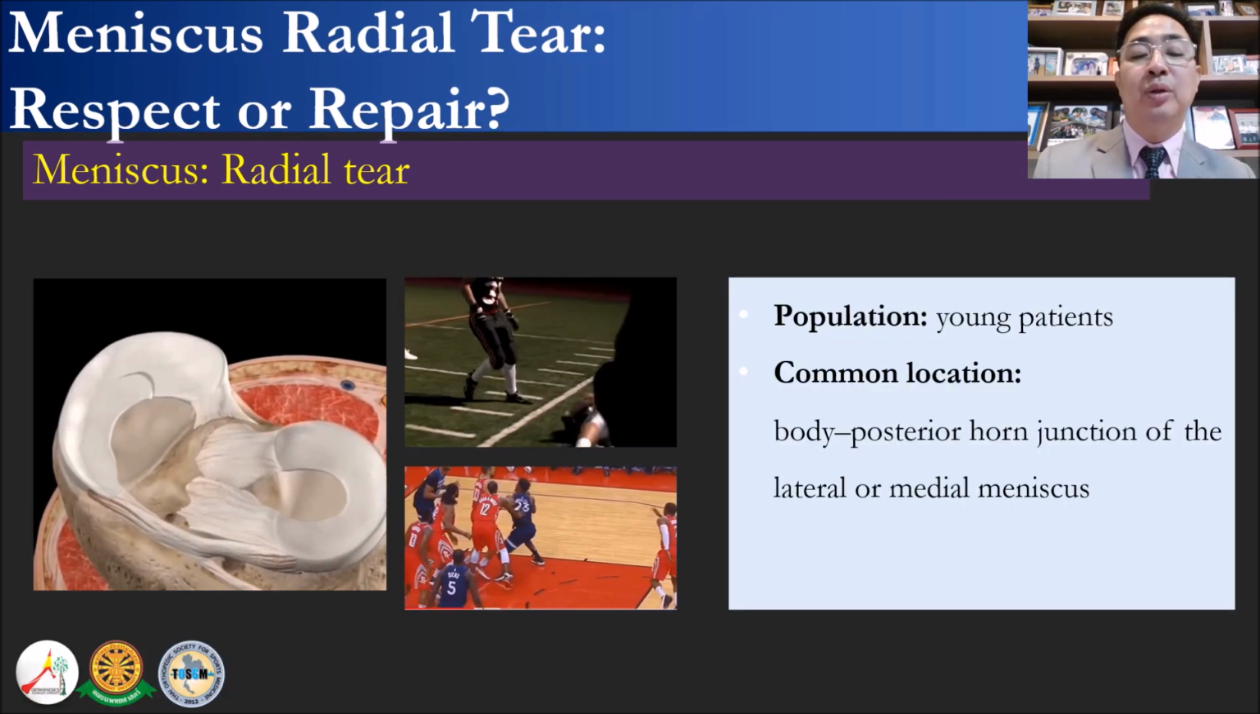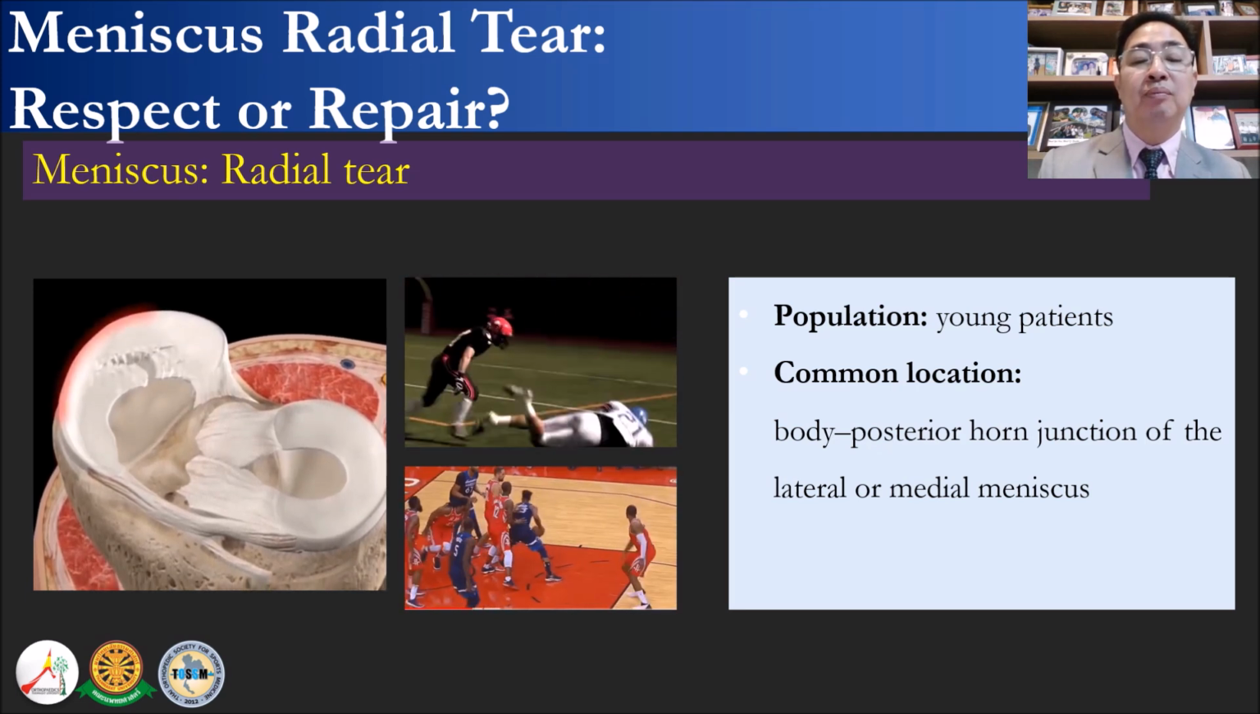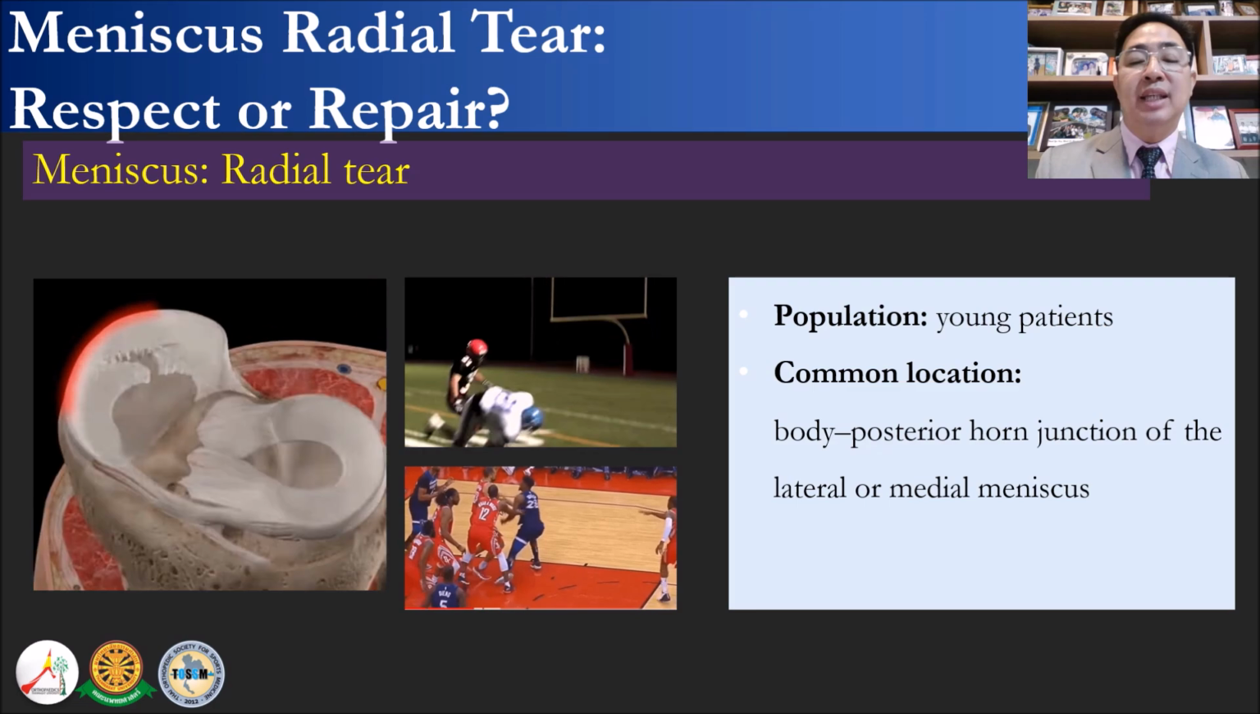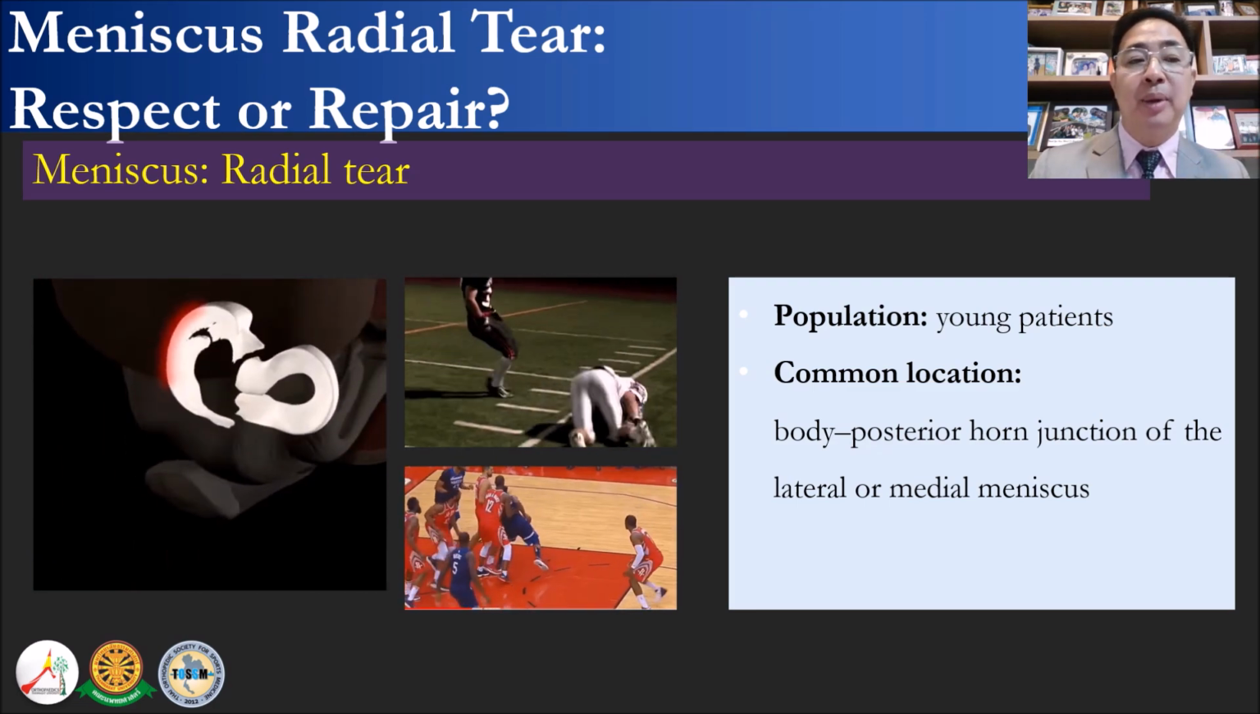So the meniscus radial tear usually occurs in young patients from sport activities or injury. The common location is at the body of the posterior horn of both the lateral and medial meniscus.